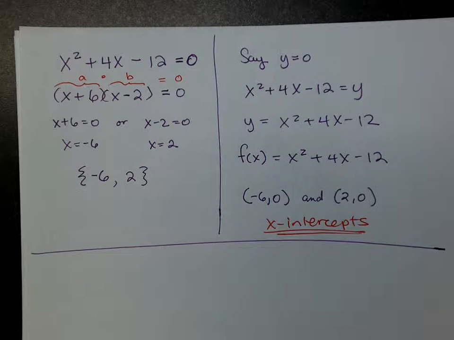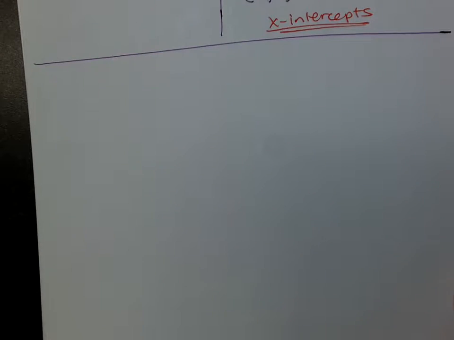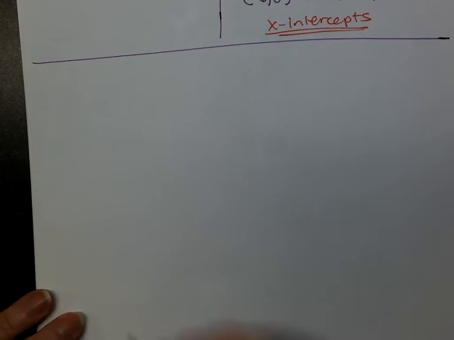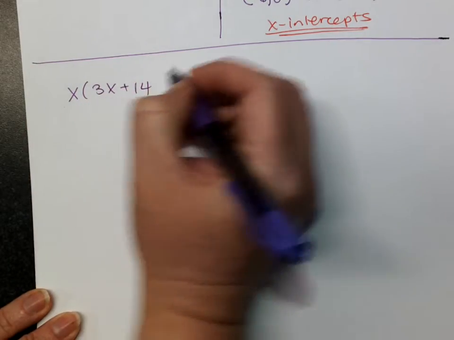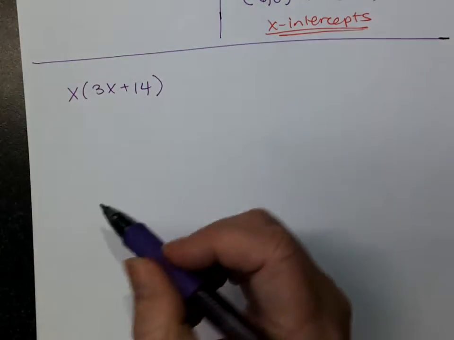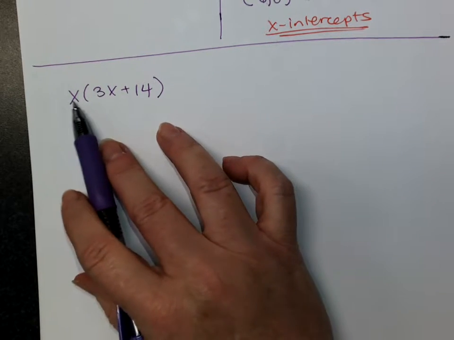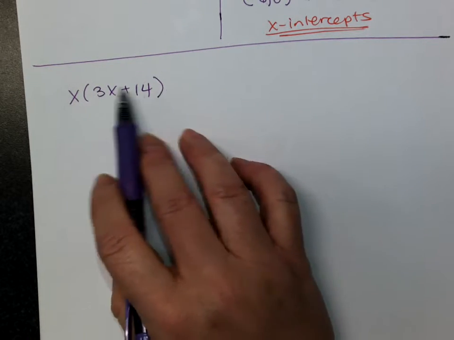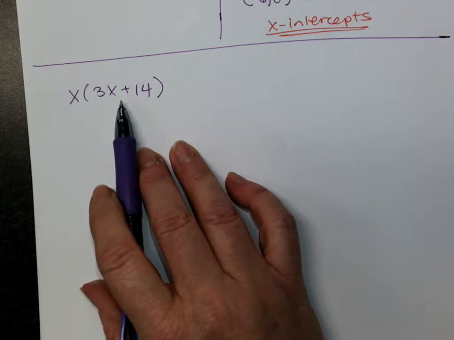Okay, so let's do a couple more variations on the equations. Say, for example, x times 3x plus 14. Now, I haven't written the equal yet, but if this was all I had, if this is equal to 0, am I already factored, or do I have some more factoring work to do?